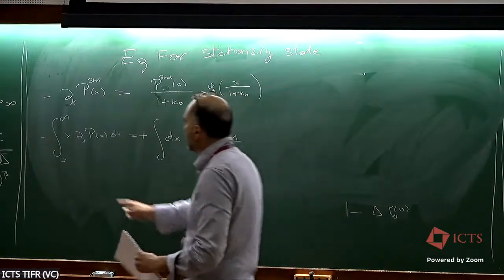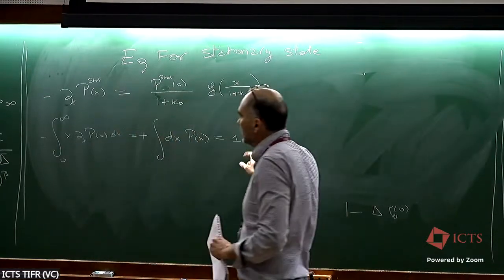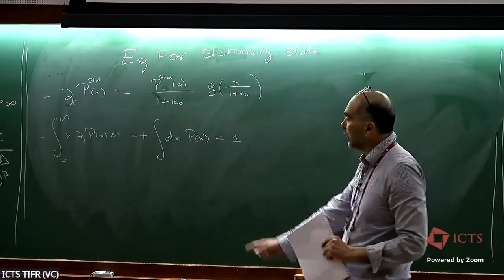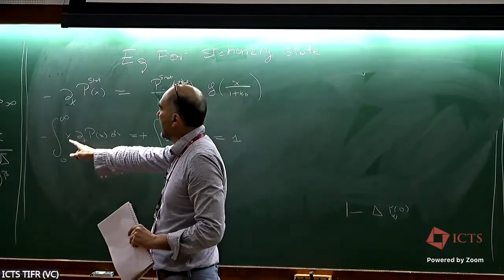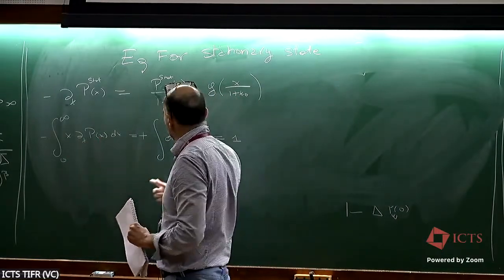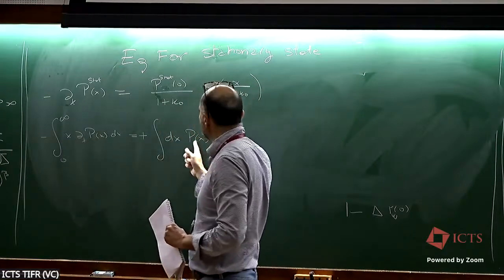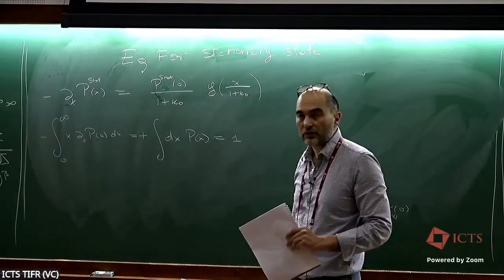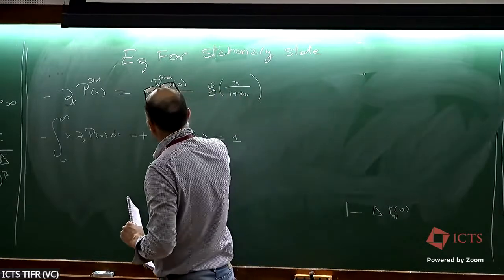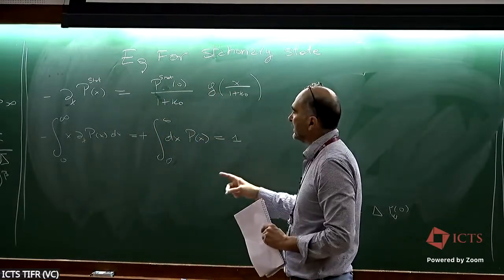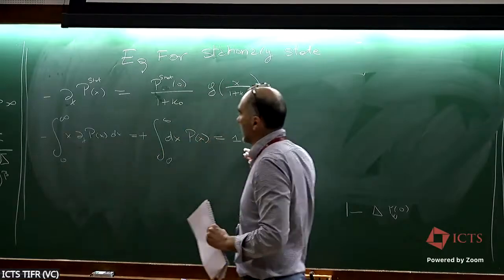So minus this is equal to 1. Do you agree? You do first the integration by parts, so the total derivative is equal to 0. And then you have this is derivative, this is the integral, and by the normalization of P dx, you get that this integral is 1, okay?